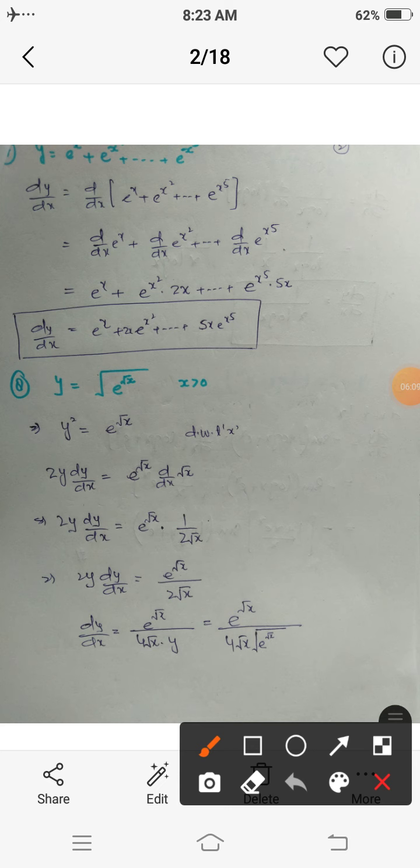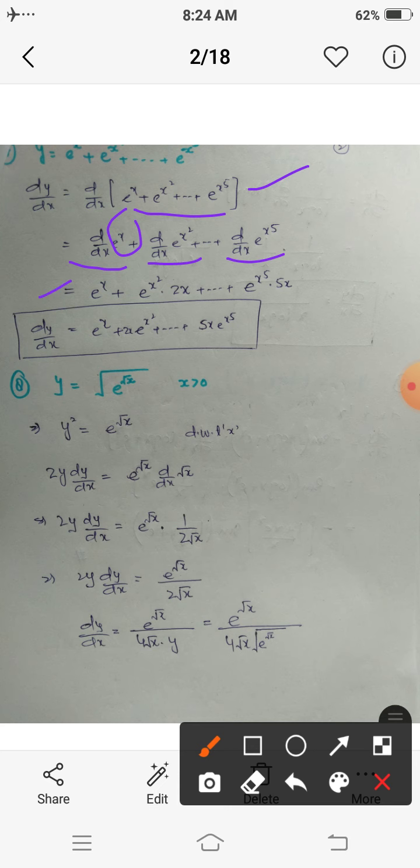Another one is y equals e raised to power x plus e raised to power x square up to e raised to power x raised to power 5. Let y equal this, which implies that by differentiating and using the algebra of differentials, that the differential of a sum equals the sum of differentials, the derivative of this function is d by dx of e^x plus d by dx of e^(x square) plus so on to d by dx of e raised to power x^5. Differentiation of e^x is simply e^x.